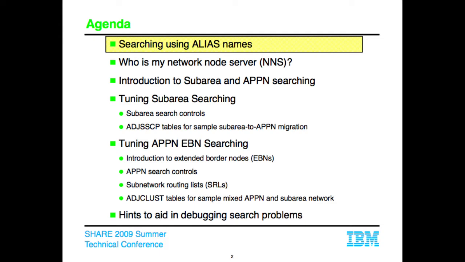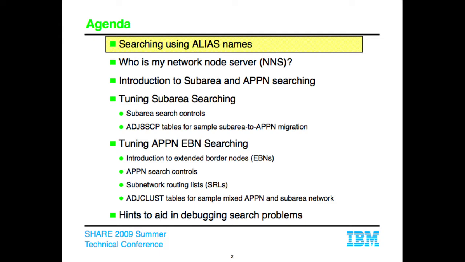The third topic discusses subarea searching, how they're performed, and how to tune them, the best practices probably for tuning subarea network searches, including the controls and also a sample adjacent SSCP table that we can use for a subarea to APPN migration. The fourth topic that I'll be discussing is tuning APPN border node searching.